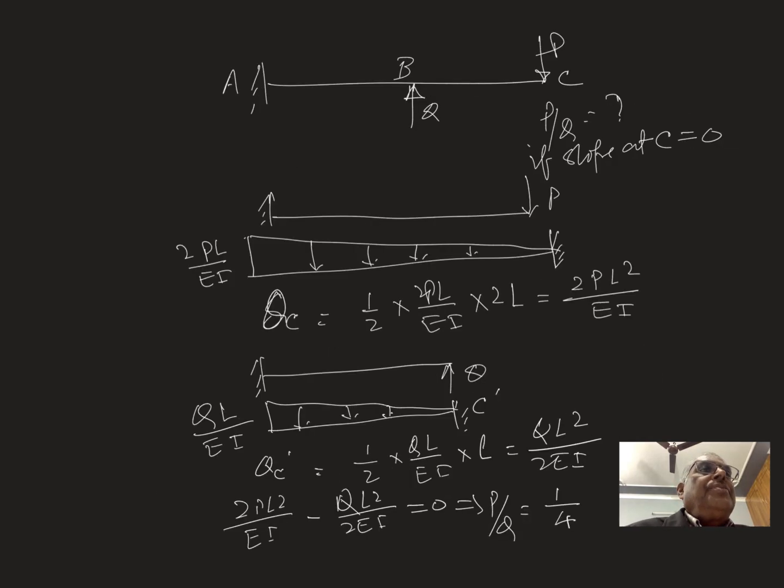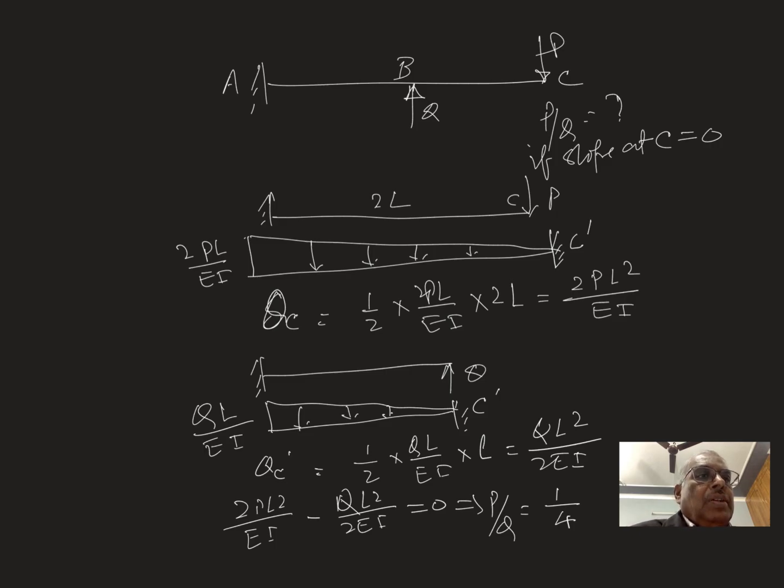Taking the same beam, but the condition is different. In this condition, you have to find P by Q if the slope at C is 0. Now I am taking the beam with the first load P and drawing the bending moment diagram. This will be P into 2L, so 2PL divided by EI will be the conjugate beam, and this will be C dash. The area of this conjugate beam will give the slope. The slope at C is nothing but the area of this.